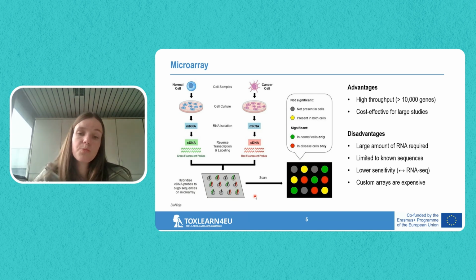Another disadvantage compared to RNA sequencing is that microarrays generally have a lower sensitivity, so it's more difficult to detect low abundant genes, and also small differences in gene expression between different samples will be difficult to detect using a microarray. And when you want to customize an array, so when you really want to develop a chip that will specifically allow you to measure the expression of the target genes that you're interested in, this is relatively expensive.